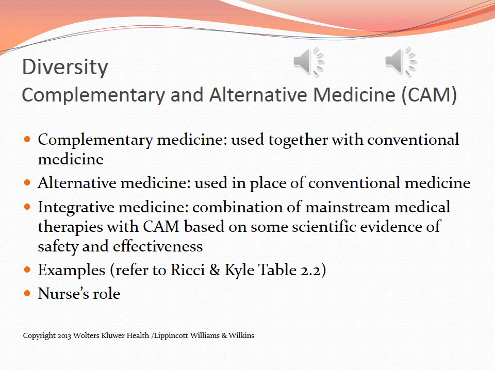Within the concept of diversity, the exemplar is complementary and alternative medicine, or abbreviated CAM. Complementary medicine is used together with conventional medicine, such as using aromatherapy to reduce discomfort after surgery or to reduce pain during a procedure or during early labor. Alternative medicine is used in place of conventional medicine, such as eating a special natural diet to control nausea and vomiting or to treat cancer instead of undergoing surgery, chemotherapy, or radiation that has been recommended by a conventional doctor.